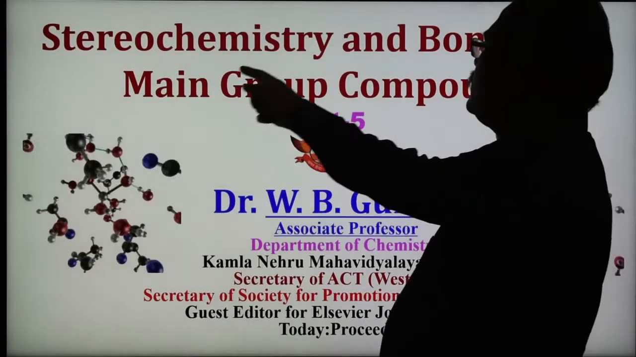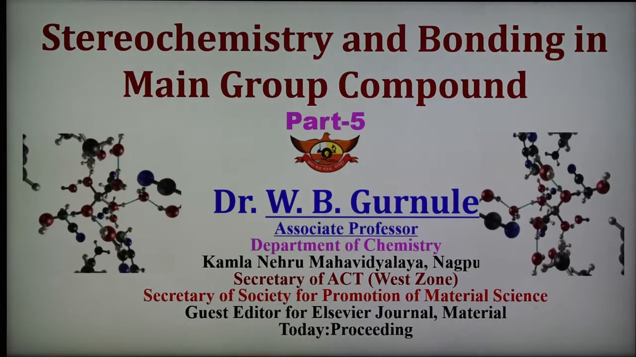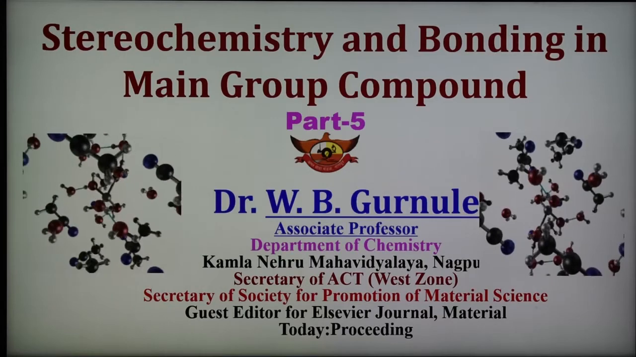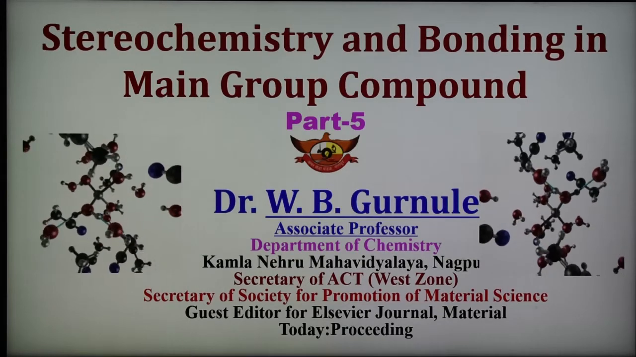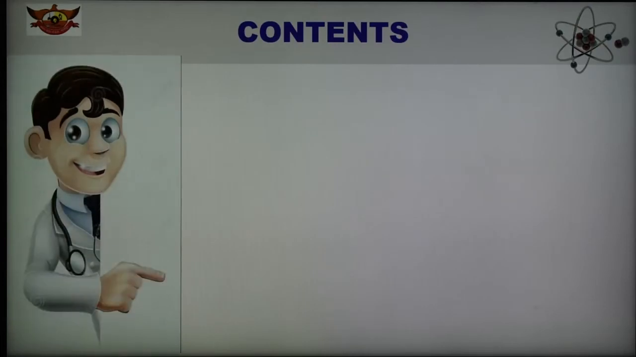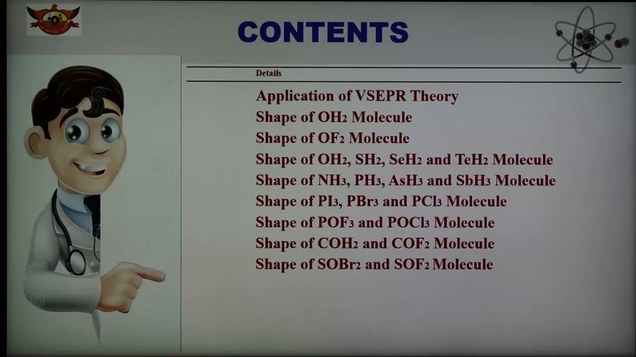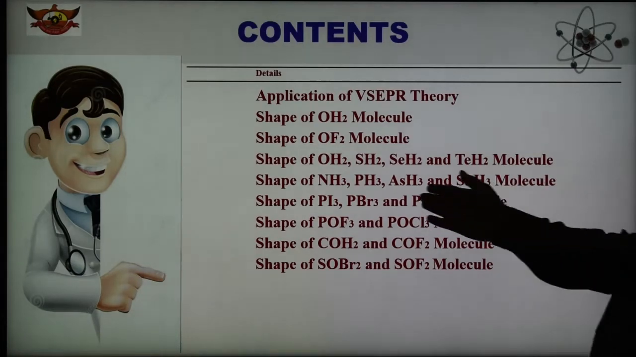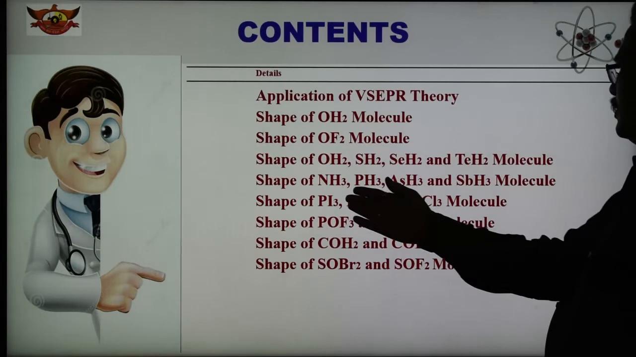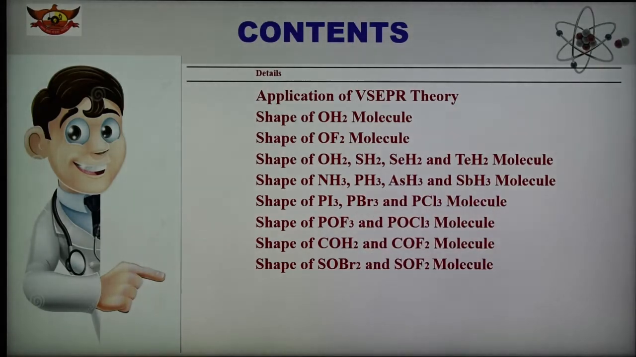Today's topic is stereochemistry and bonding in main group compounds, and this is part 5 of VSEPR theory. Today we are going to discuss the applications of VSEPR theory, the shapes of the OH2 molecule and the OF2 molecule. Different types of molecules are shown here as examples, with different bond angles in different molecules, and we are discussing the reasons for all these.